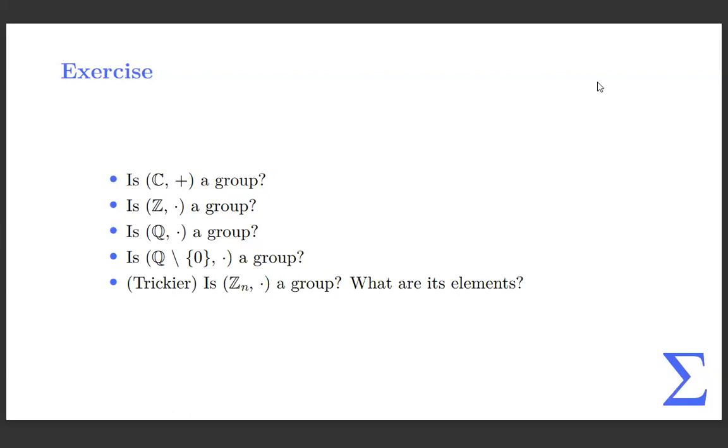This is somewhat harder. It depends on your number theory background, but is this a group? And what are its elements? This is called the multiplicative group of integers modulo n. This is very closely related with this thing called the totient function. So if you actually want to turn this into a group, you have to take all the integers up to n that are coprime to n. And if n is a prime number, that's just all the integers up to that prime.